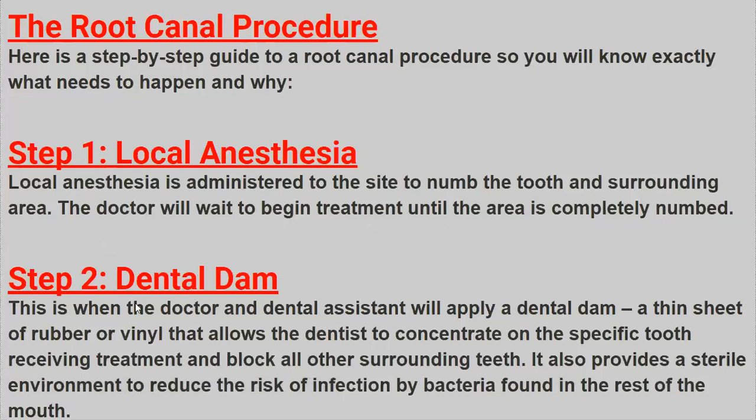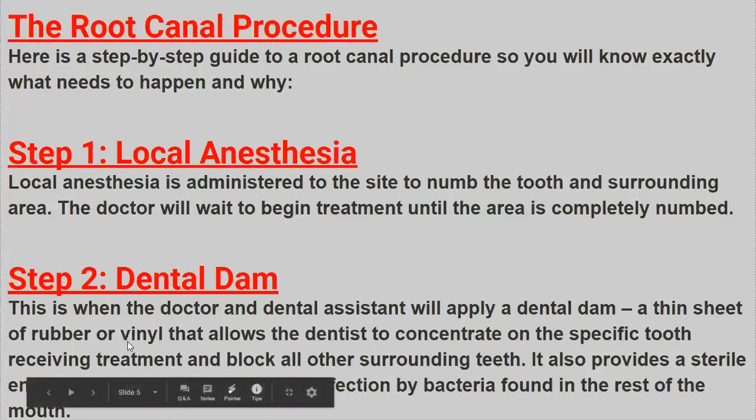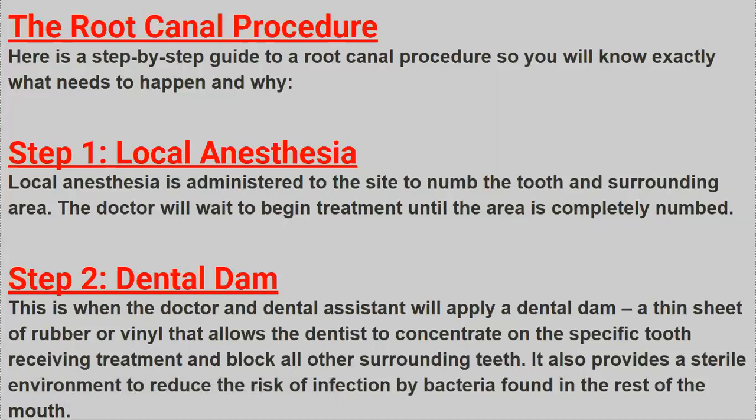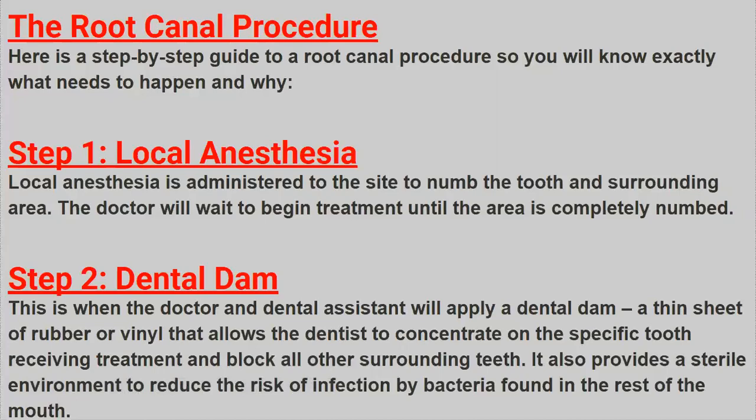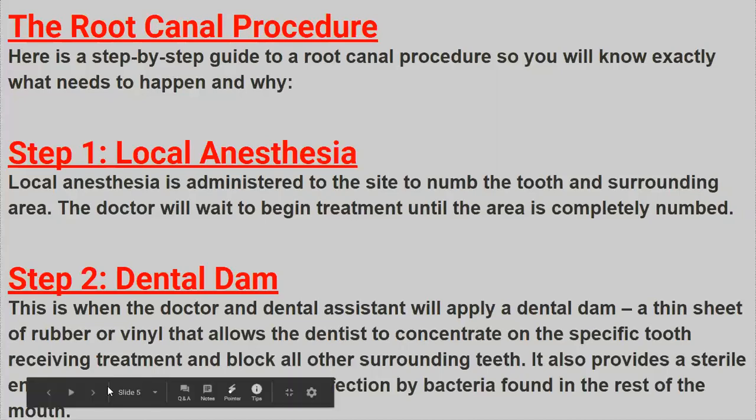Step 2. This is when the doctor or the dental assistant will apply the rubber dam or the dental dam. It's a thin sheet of rubber or vinyl that allows the dentist to concentrate on a specific tooth, and it blocks it from the other teeth. It creates a sterile environment, and it keeps the risk of the infection traveling to the rest of their mouth.